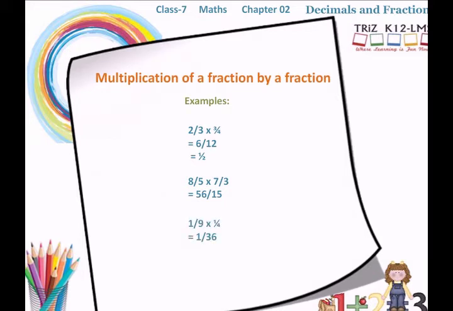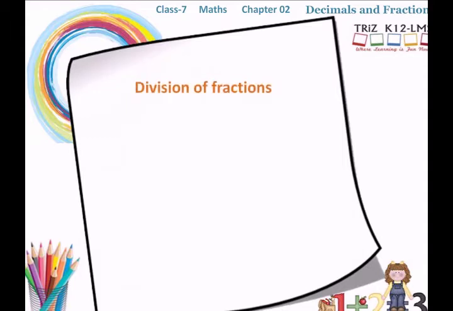1/9 × 1/4 = 1/36. 7/5 × 7/6 = 49/30. Division of fractions. Division of a whole number by a fraction.